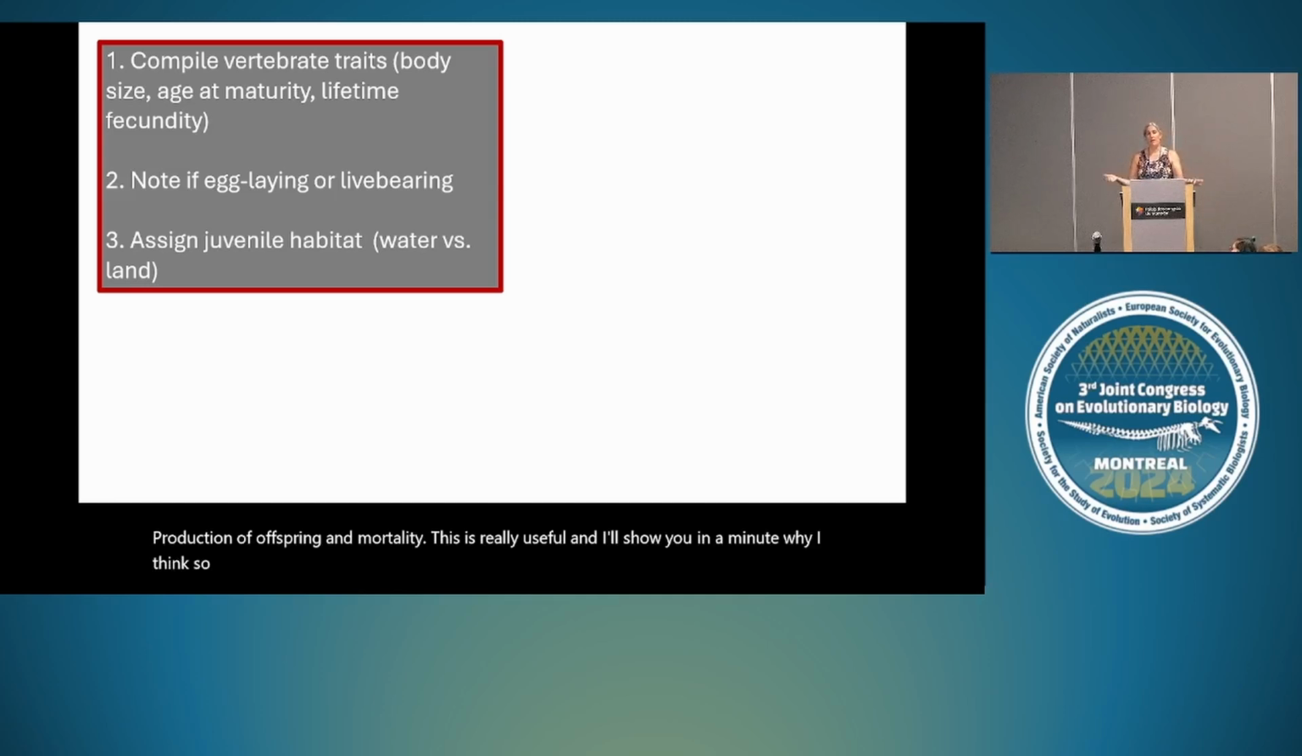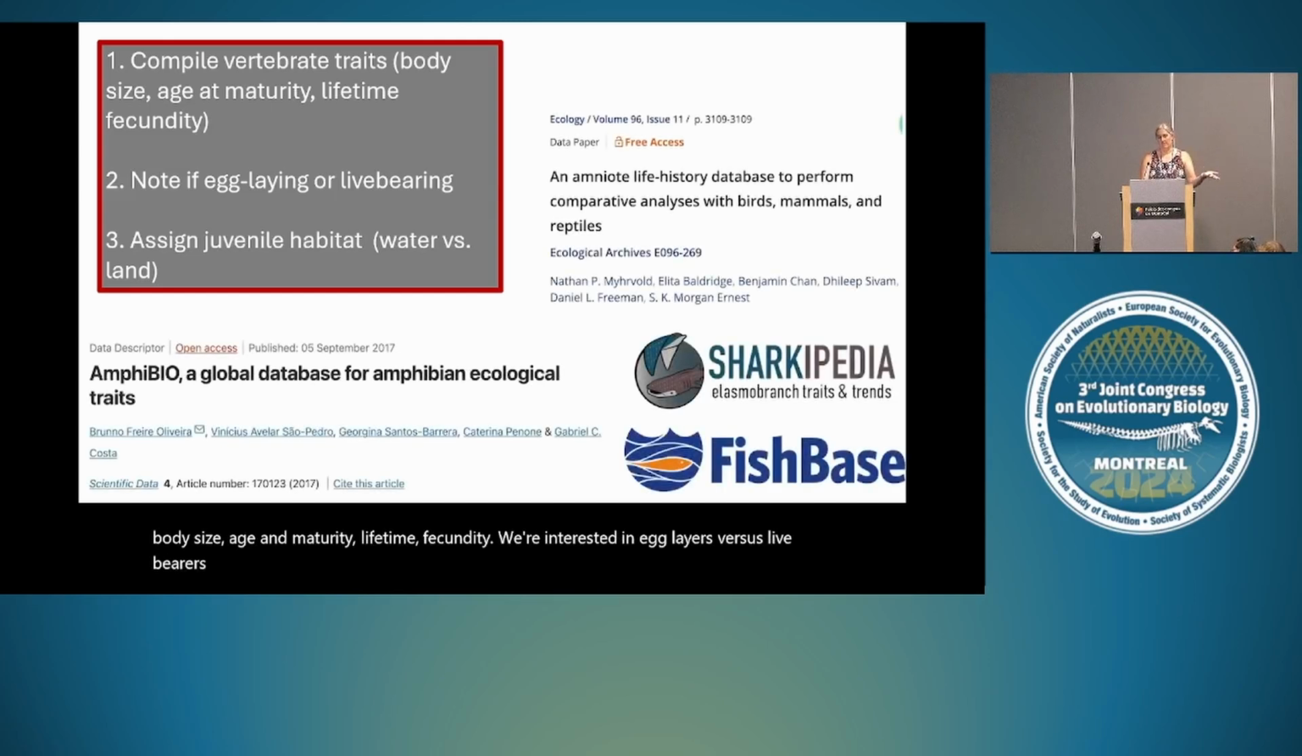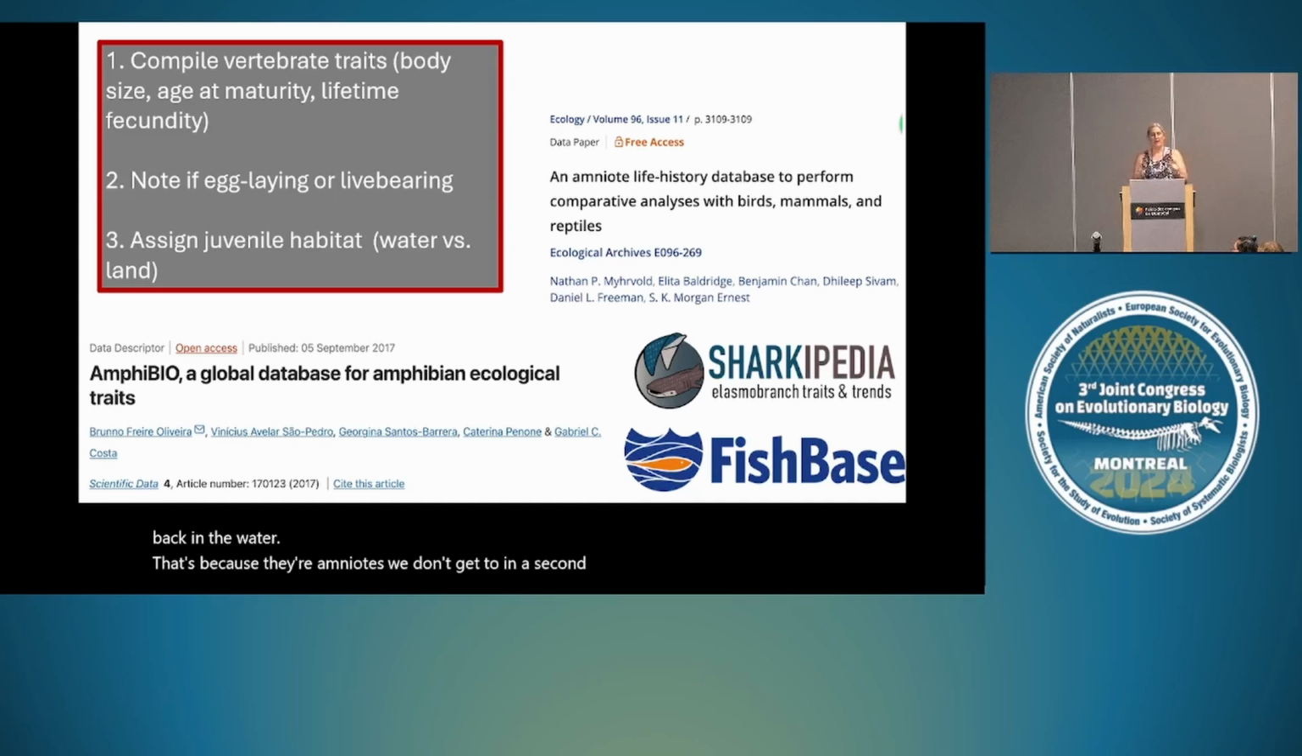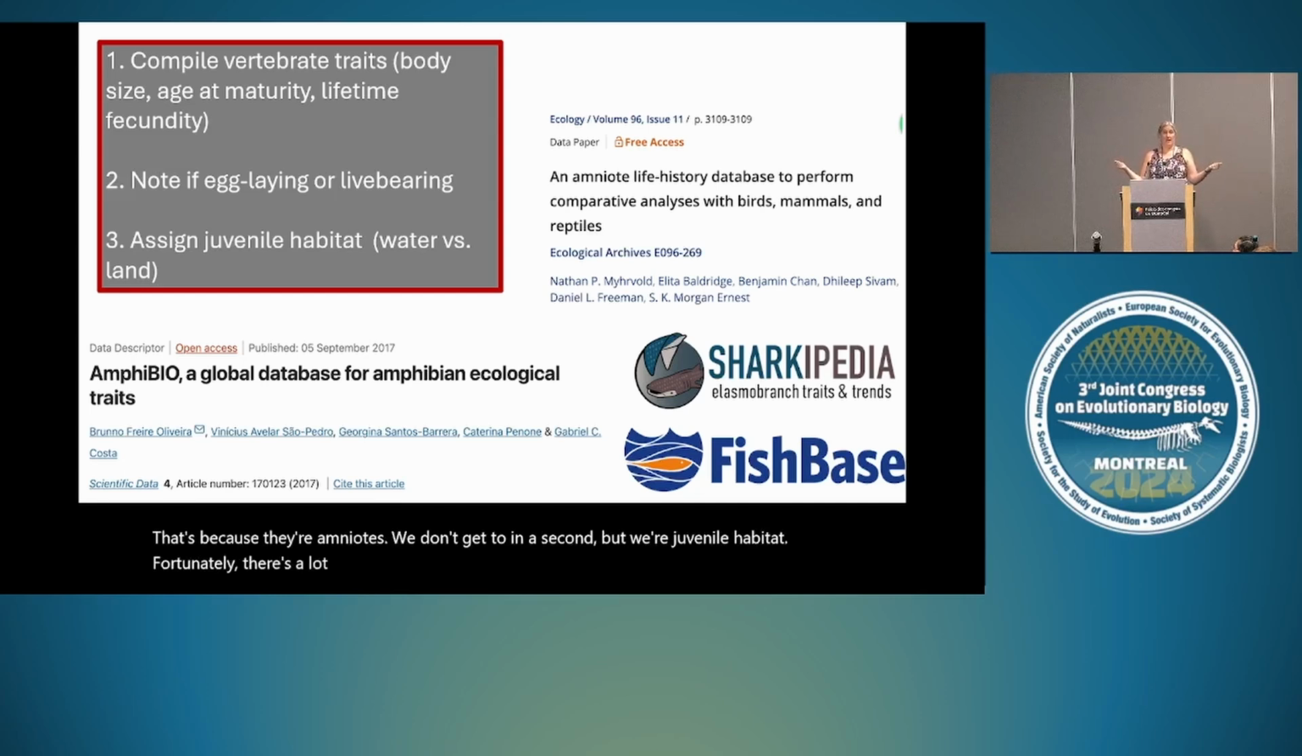So our methods. We compiled vertebrate traits. We didn't limit ourselves to just reptiles and sharks. We went across all vertebrates, and we're trying to focus on these three traits: body size, age at maturity, and lifetime fecundity. We're interested in egg layers versus live bearers, and juvenile habitat. You get things like turtles that lay their eggs on land and go back in the water. That's because they're amniotes, which I'll get to in a second. Fortunately, there are a lot of databases that a lot of hard work has been put into making, including one that I've worked on a lot, Sharkopedia, so we were able to compile this big trait data set. And we also made a super tree of vertebrates. Actually, Yosef did it. I didn't do it.